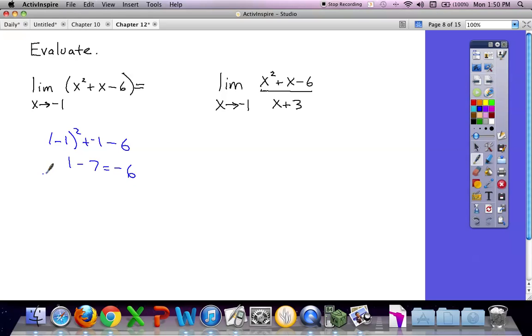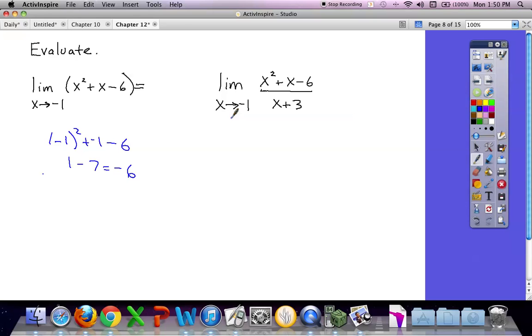But what about the second function? Does it have any points that are undefined? Any points of discontinuity in the graph? No. x can't equal -3. If you substitute -3 here, you'd be dividing by 0. But that's not our problem, because we don't want the limit as x approaches -3. We want the limit as x approaches -1. So it's not undefined at that point.